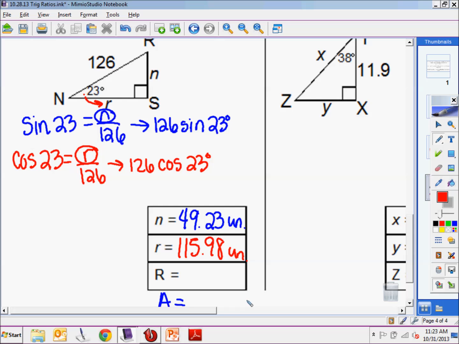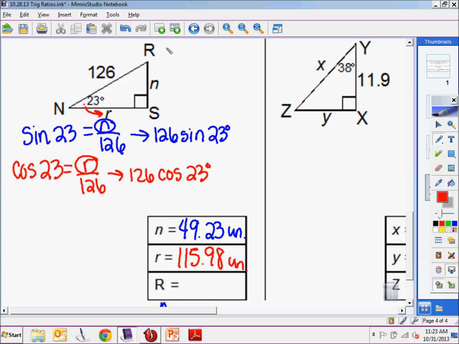Exactly. I can use the angle sum theorem that all the angles have to add up to 180. Or I can use cosine, or my trig identity, any of those rules. But the easiest way to find angle R is just 180 minus 90 minus 23. And what do I get? 67 degrees.